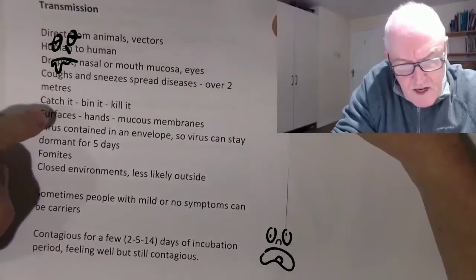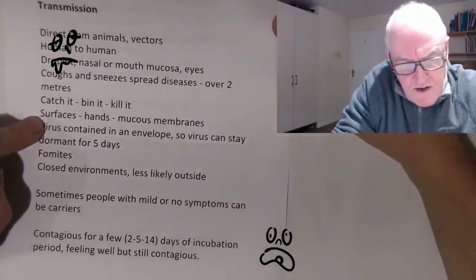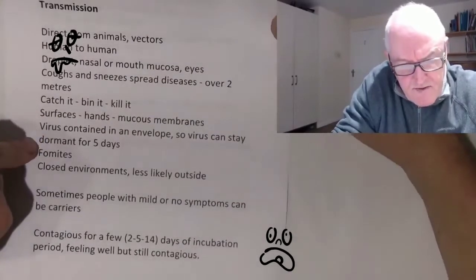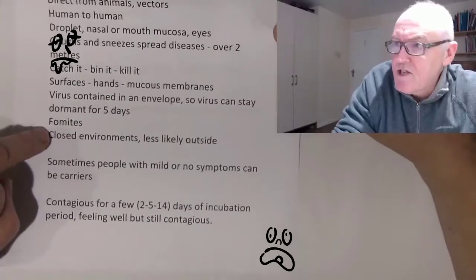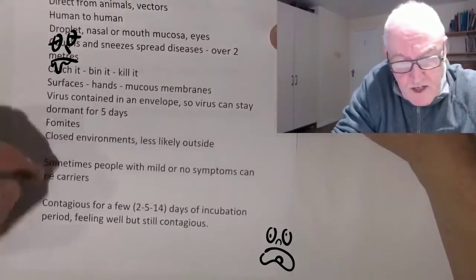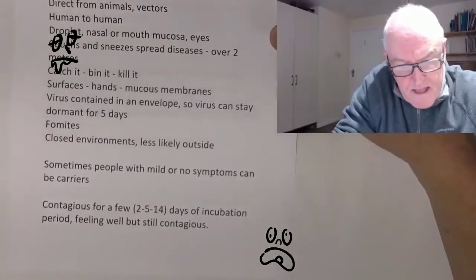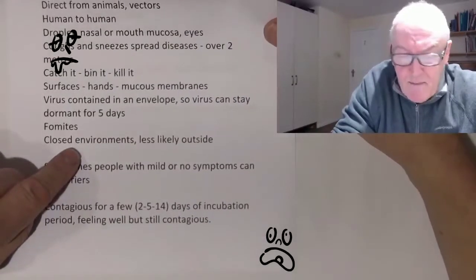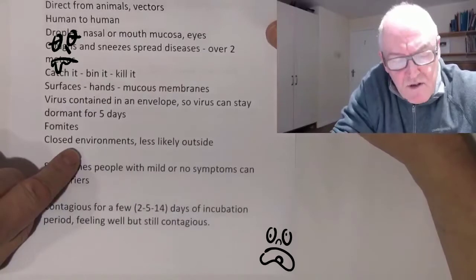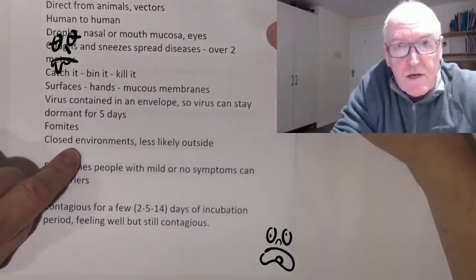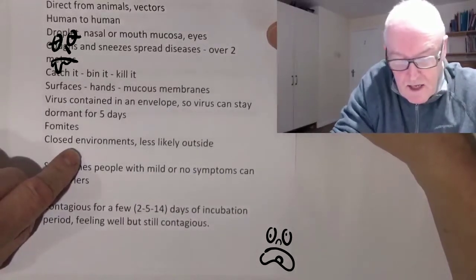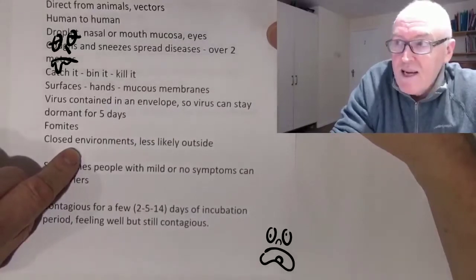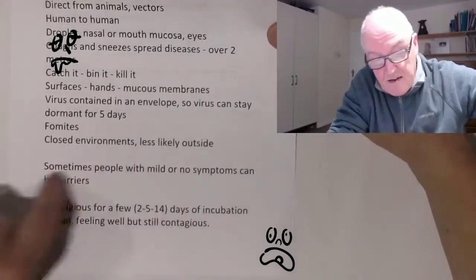So the virus can survive, so it can be direct droplet or it can survive on surfaces for 4 to 5 days. And a fomite is anything which is not alive that transmits infection, so a surface could be a fomite. An enclosed environment is much more likely to be contaminated. So if you're in an aeroplane, bus, train, car, or small room with someone who's infected, you're much more likely to catch it, and much less likely to die, unfortunately.